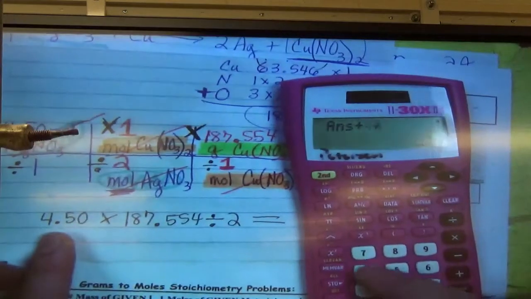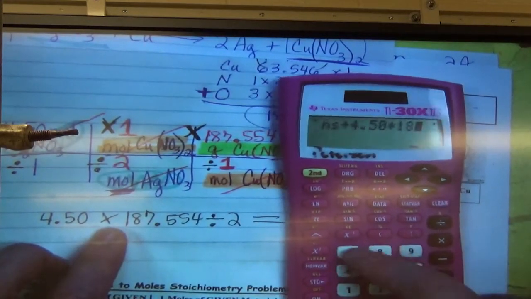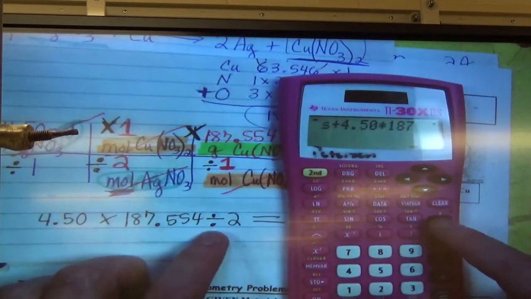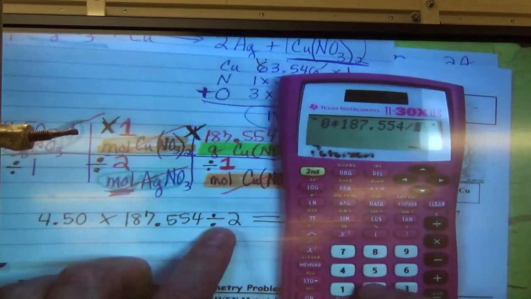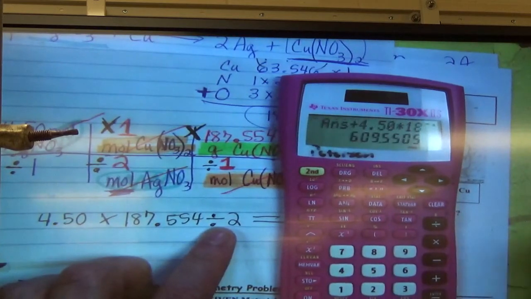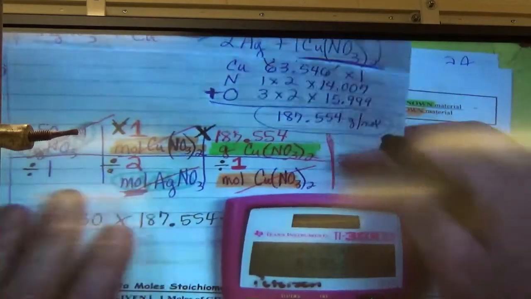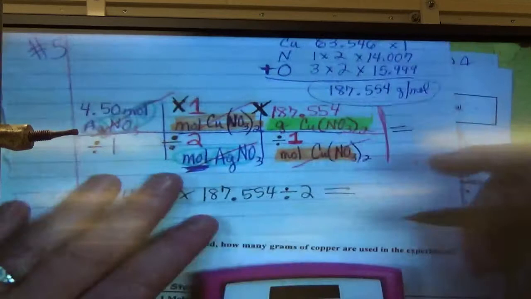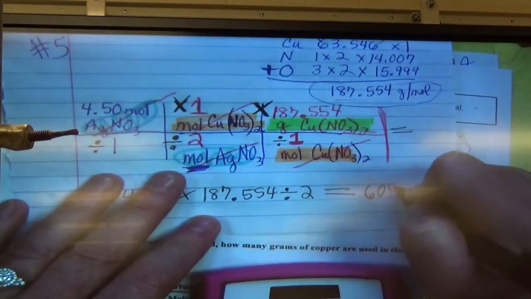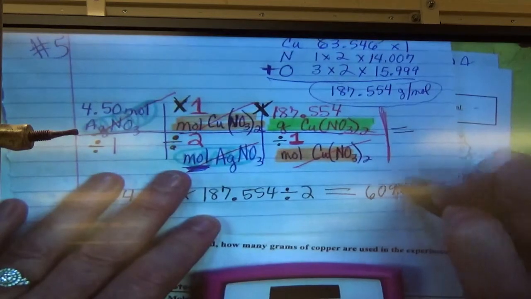So, we have 4.50 times 187.554 divide by 2 equals. And the answer is kind of big, but that's okay. Notice we only need to keep 3 digits. So even though the calculator gives me a lot of stuff like this, I really only need 3 digits.